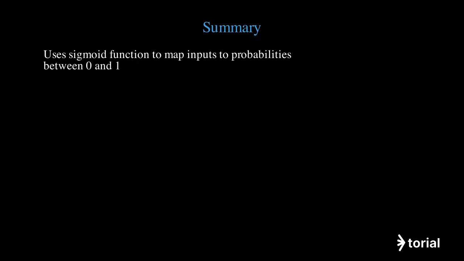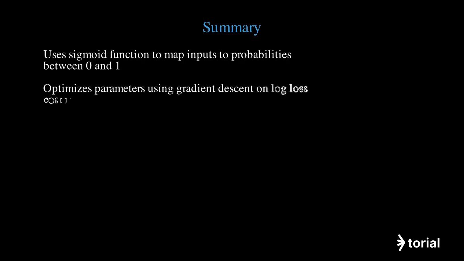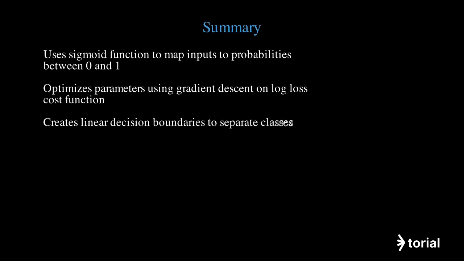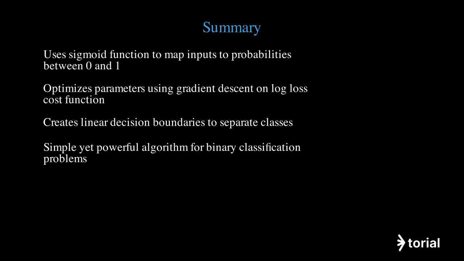Let's review the key concepts of logistic regression. Logistic regression uses the sigmoid function to map any input to probabilities between 0 and 1. It optimizes parameters using gradient descent to minimize the log-loss cost function. The model creates linear decision boundaries that separate different classes in the feature space. Despite its simplicity, logistic regression remains a powerful and widely used algorithm for binary classification problems.